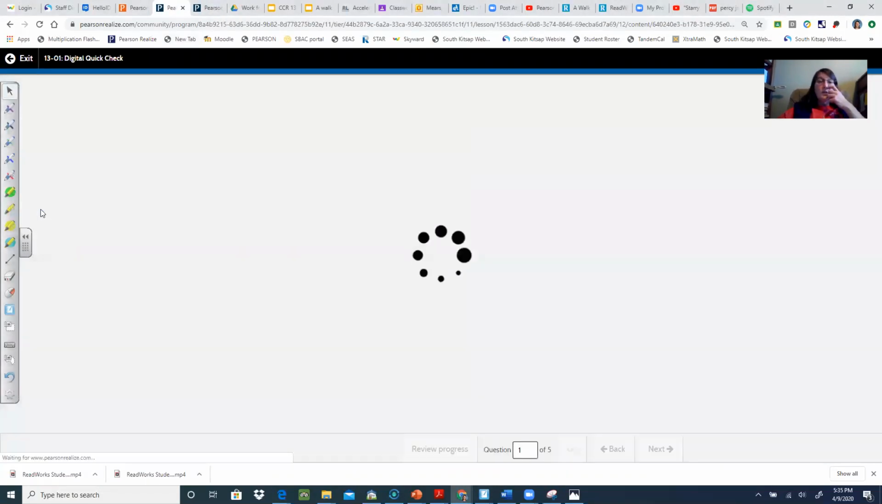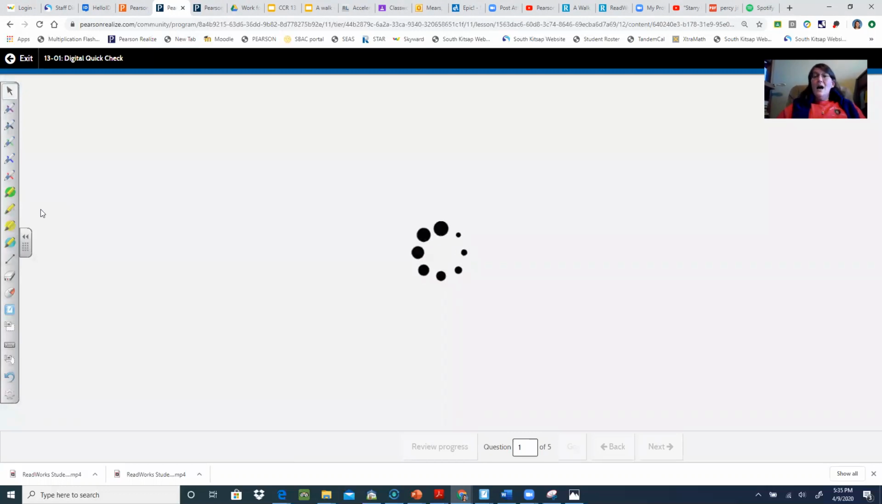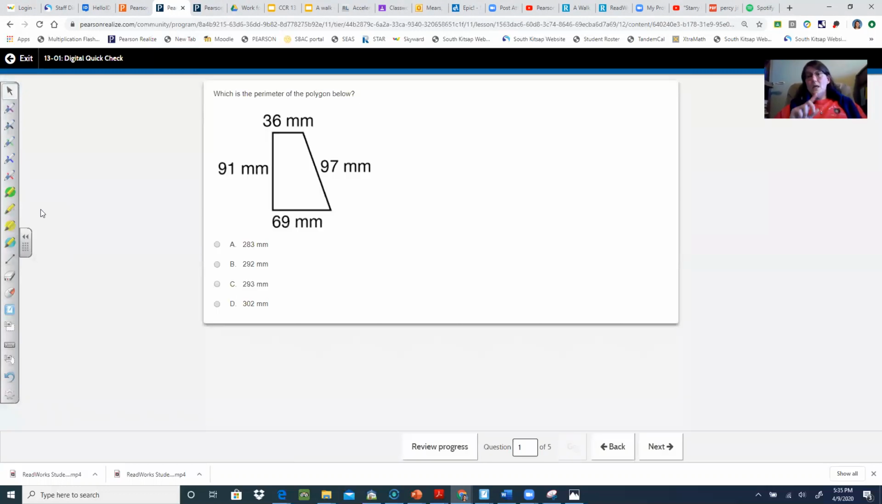So I'm going to read you the quick check items. I'm not going to pick an answer. You have to solve it. This first one, I would suggest you use some scratch paper. So it wants the perimeter of the polygon below. I would stack those numbers and add them. It's going to be one of these pretty big size answers. Stack them and add them. Push pause if you need to.